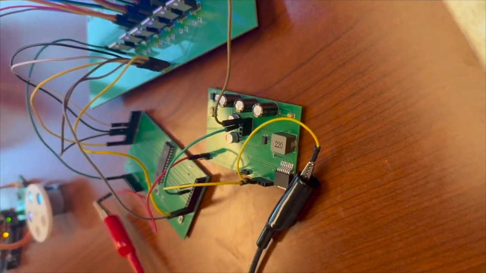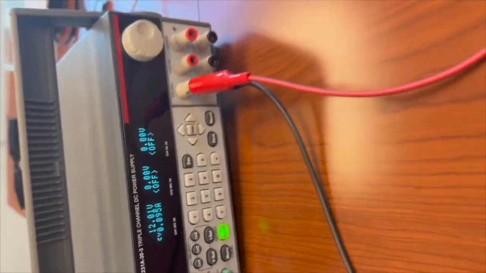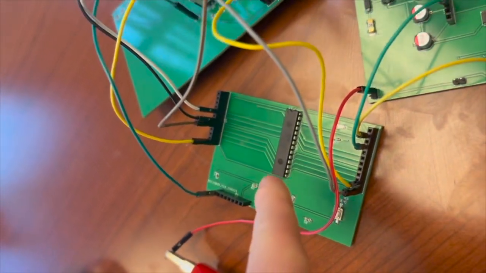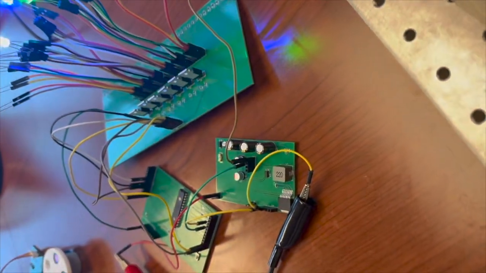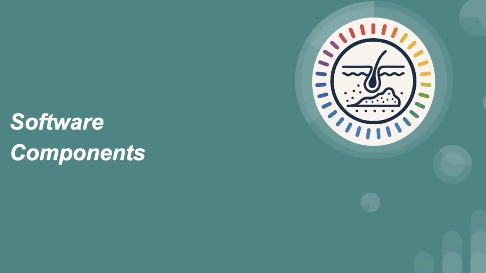The 12 volts is regulated by the buck converter, which outputs a stable 5 volts. This regulated voltage powers the ATmega328, the LED driver board, and the motor board, ensuring reliable operation across all subsystems. And moving on to software.